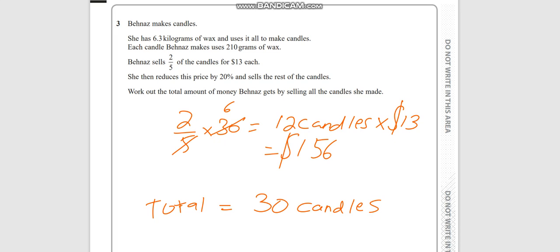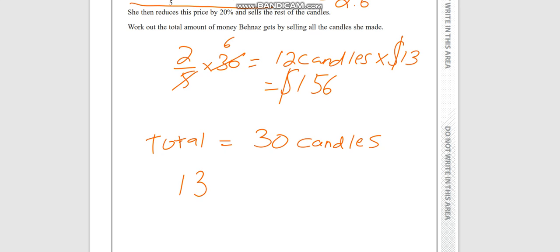That's the first part done. We have done till here, and then she reduces this price by 20% and sells the rest of the candles. Okay, she reduces the 20%. So what you have to do is to calculate this 20% reduction, just multiply 20% by 13. Do this into your calculator and you find that that is equal to 2.6. And then this is not the amount that she is selling, but you have to subtract and deduct that amount. That's 13 minus 2.6, which will give the 10.4.